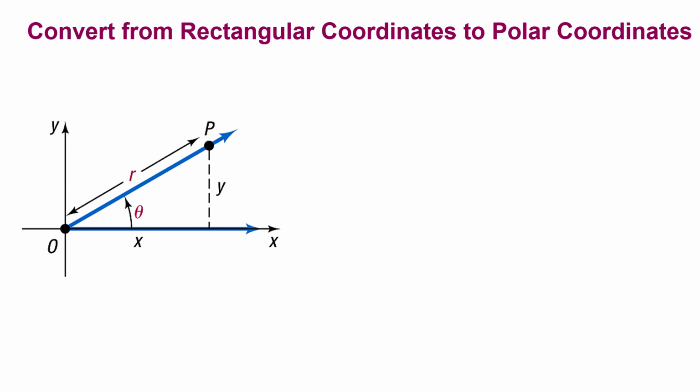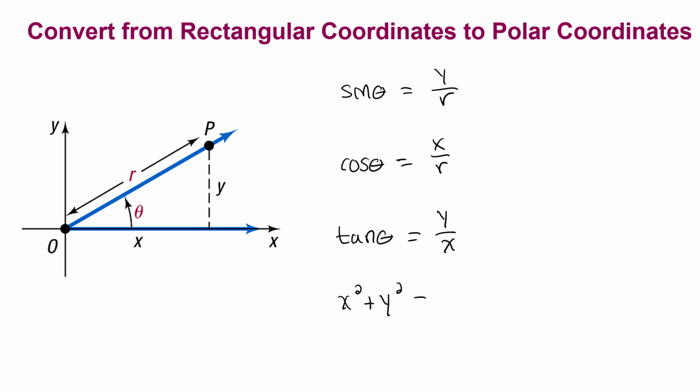Now let's write down some relationships we can observe from this figure. Based on the definitions of the trigonometric ratios, we can write that sine of theta equals y divided by r, cosine of theta equals x divided by r, and tangent of theta equals y divided by x. Also, using the Pythagorean theorem, we can write that x squared plus y squared equals r squared.